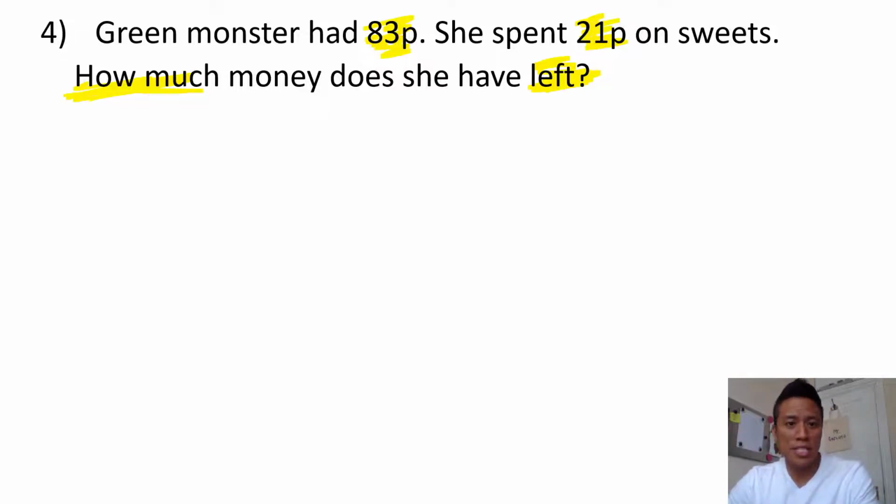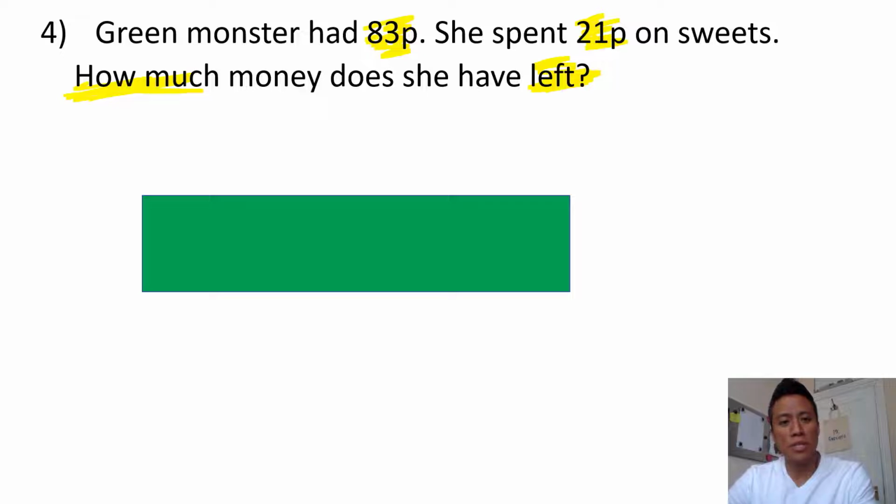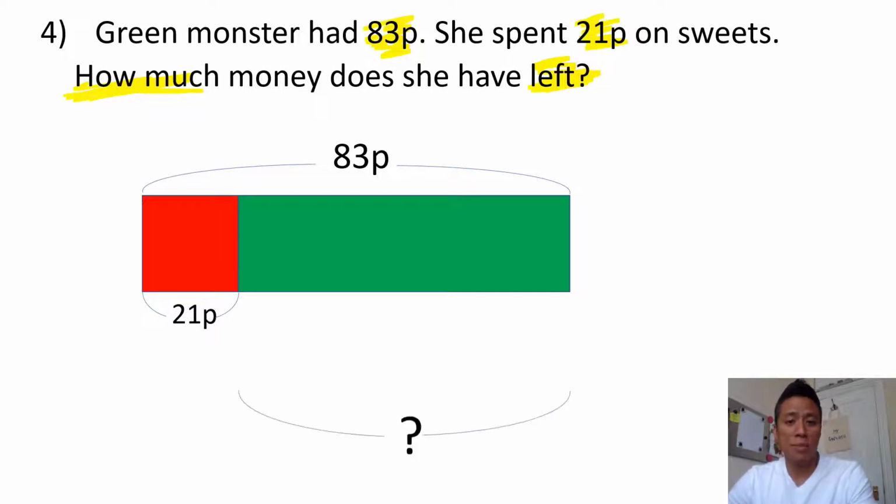Right, here's a bar model to help you out. So there's green monster and she has 83p. Right, and this is going to represent the 21p that she spent on sweets. So how much does she have left? We need to work it out. Hopefully this will help you solve the problem. Okay, off you go and pause it. 3, 2, 1, pause.